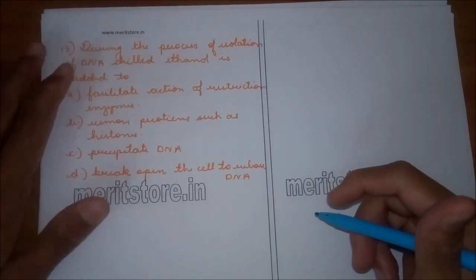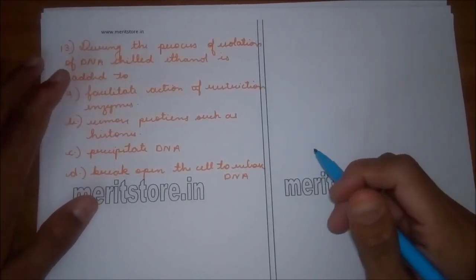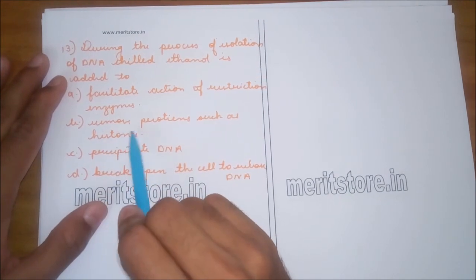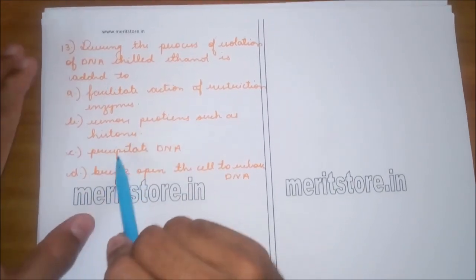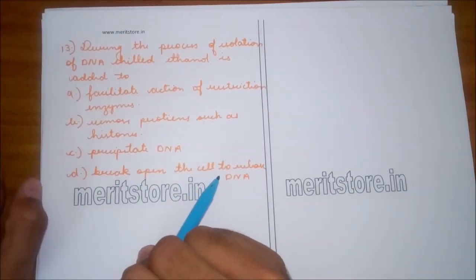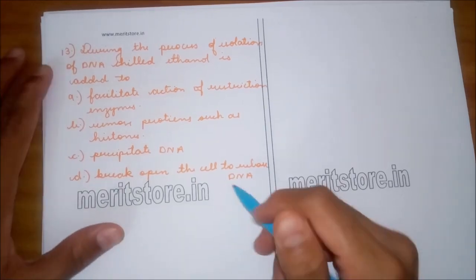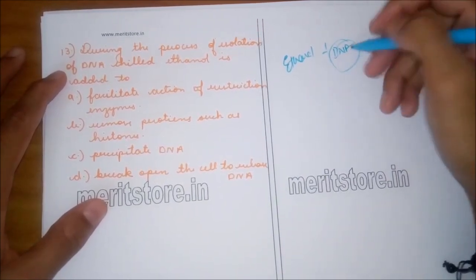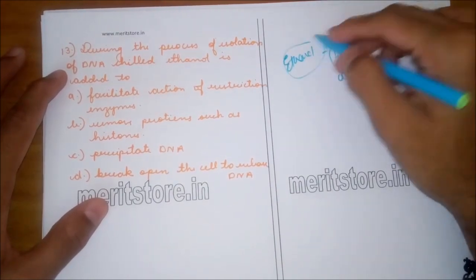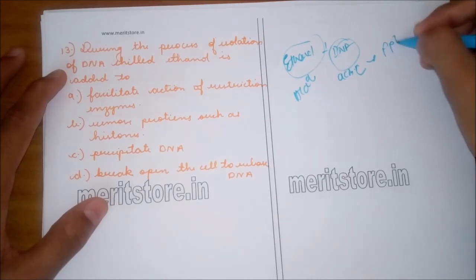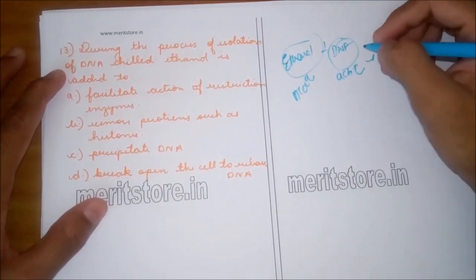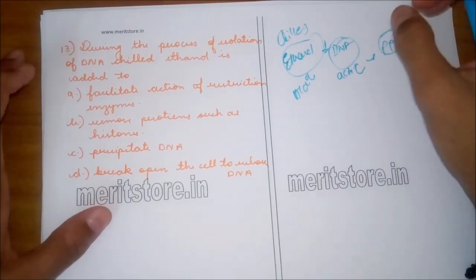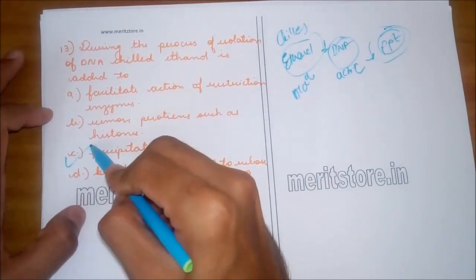Question number 13. During the process of isolation of DNA, chilled ethanol is added to first, facilitate action of restriction enzymes; second, remove proteins such as histones; C, precipitate DNA; and D, break open the cell to release DNA. So when we treat DNA, being acidic in nature, with an alcohol, precipitation of the DNA fragments will occur. That is why we use chilled ethanol, so as to get the DNA in the precipitate form. So option C is the correct answer.